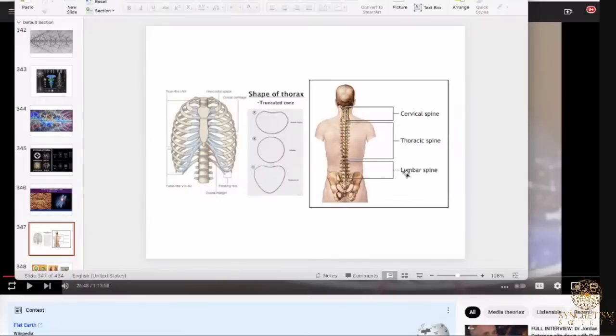Below here is the lumbar. Do you know what lumbar means? You know the lumberjack man? Right? Tree cutter. Lumbar means tree. This is the tree. This is the tree of life, the lumbar.